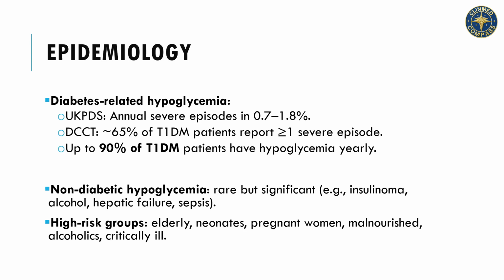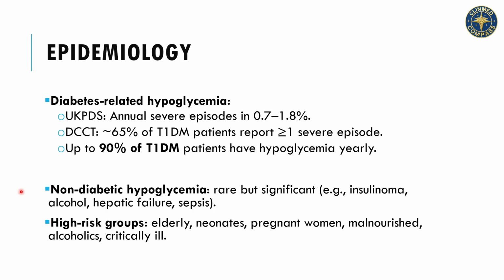Hypoglycemia is common among diabetic patients, but can also occur in non-diabetic individuals. In diabetes, the United Kingdom Prospective Diabetes Study reported an annual incidence of severe hypoglycemia of 0.7 to 1.8%. The Diabetes Control and Complications Trial found that 65% of patients with type 1 diabetes reported at least one severe episode. Up to 90% of type 1 diabetes patients experience hypoglycemia yearly. Non-diabetic hypoglycemia is less common, but clinically significant, seen in conditions like insulinomas, alcohol-related hypoglycemia, and sepsis.